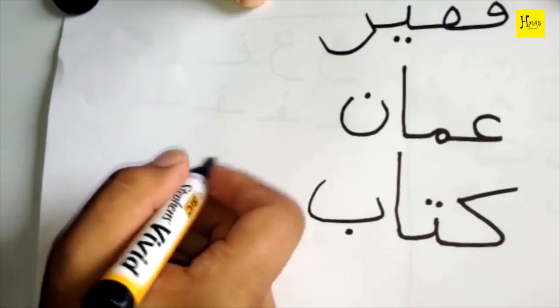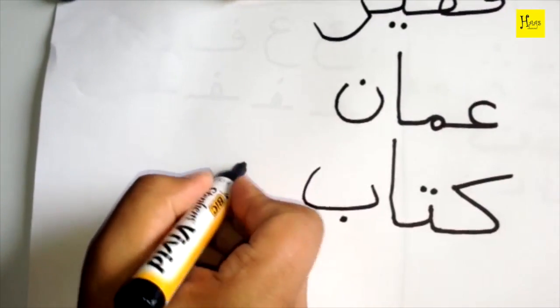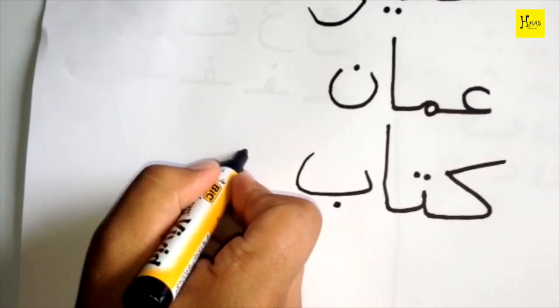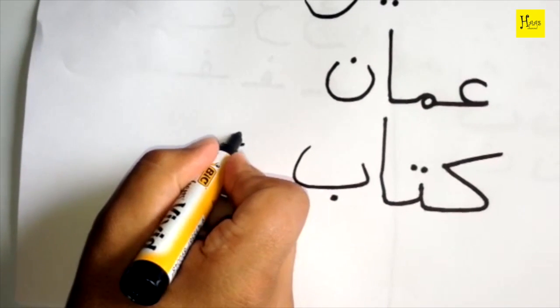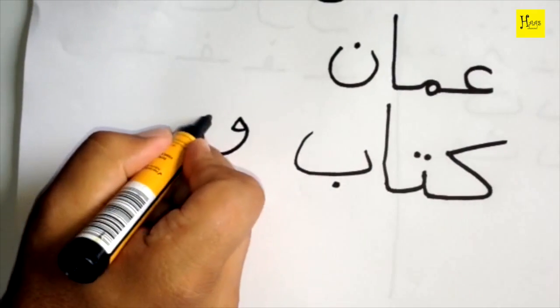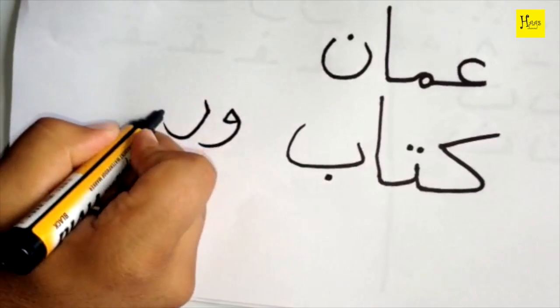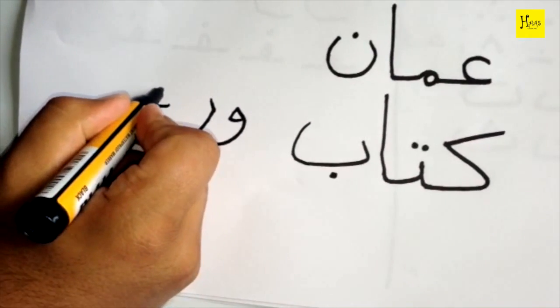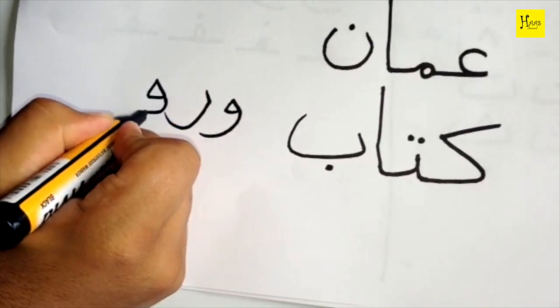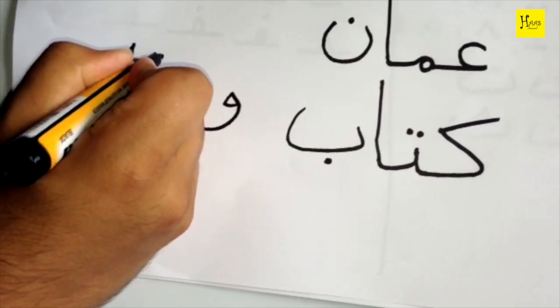For example, the word waraqa, let's say waraqa, meaning a paper. So we start with the Waw, Waw, then Ra, waraqa.